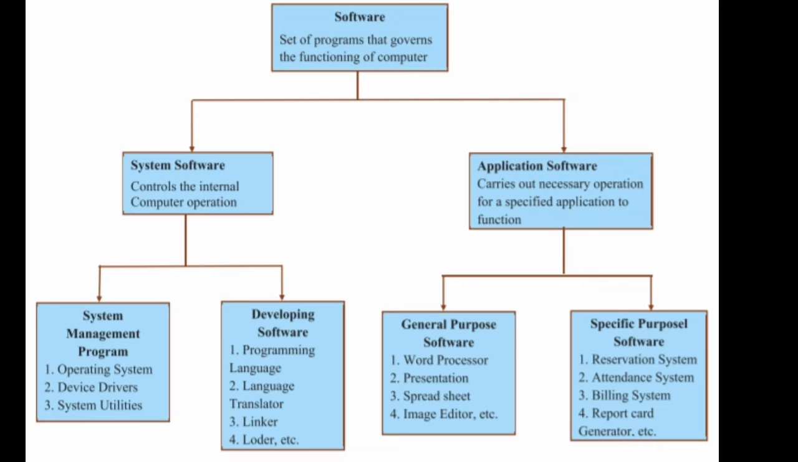Next, application software. Application software is divided into two types, general purpose software and specific purpose software. First, general purpose software. First one, word processor. Second one, presentation. Third one, spreadsheet. Fourth one, image editor, etc. Next, specific purpose software. First one, reservation system. Second one, attendance system. Third one, billing system. Fourth one, report card generator, etc.